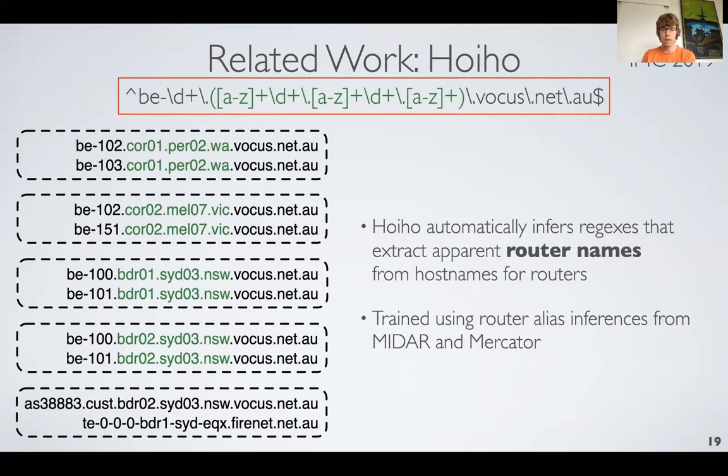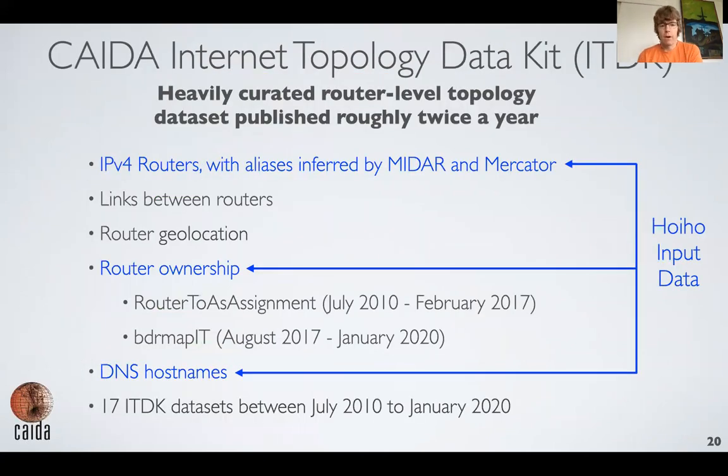In this work, we are inferring ASNs, and we use as input 3 different sources of data that is published, contained in the Internet Topology Data Kit published by CAIDA. We use a file of IPv4 routers where the aliases are inferred by MIDAR and Mercator. We use a file of router ownership inferences. These router ownership inferences either use the router to AS assignment method that was published in PAM 2010, or the bdrmap method that was published in IMC 2018. We also use a file that contains the host names for each router interface observed in the ITDK.